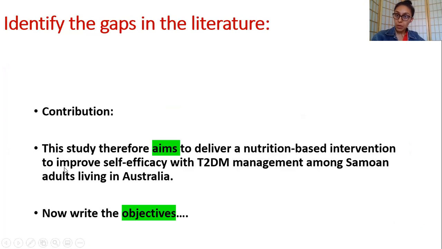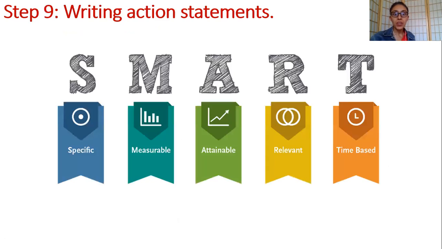Now this remains the same as what you had learned in your ethics application. So the aim is written as I had taught you in your ethics application. And here, the other thing which you now have to write in a manuscript is specific objectives. So now let's look at how you form SMART aims and objectives: specific, measurable, attainable, relevant, and time-based.